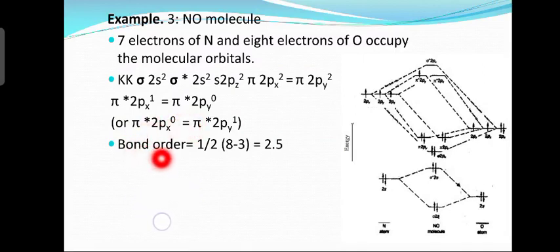Now, how do you calculate bond order? Bond order is half of the number of bonding molecular orbital electrons minus the number of antibonding molecular orbital electrons. Bonding is 8: 2, 4, 6, 8, so 8 electrons are present. Then antibonding is 3. Where are the 3 electrons? Sigma star is antibonding with 2 electrons, then pi star 2px has 1 electron. So 2 plus 1 is 3. Total 3. So 8 minus 3 is 5. 5 by 2 is 2.5. So this is the bond order in the nitric oxide molecule.